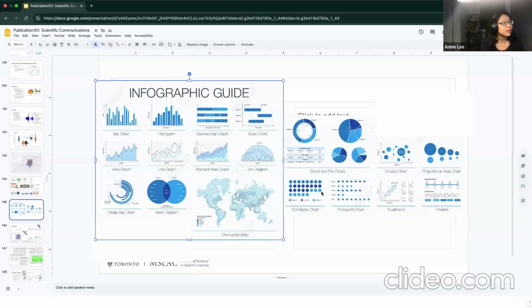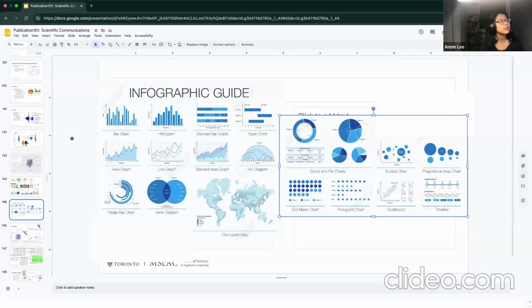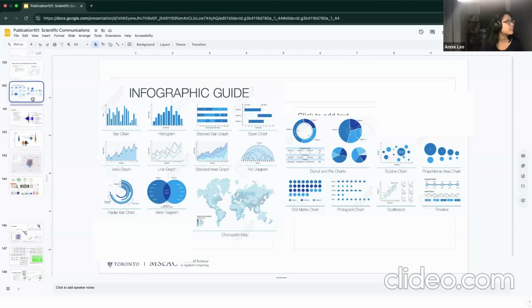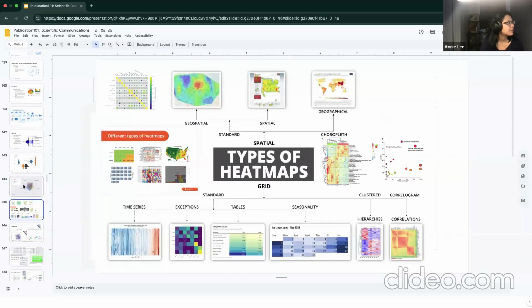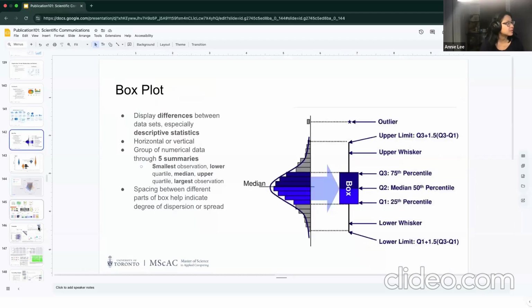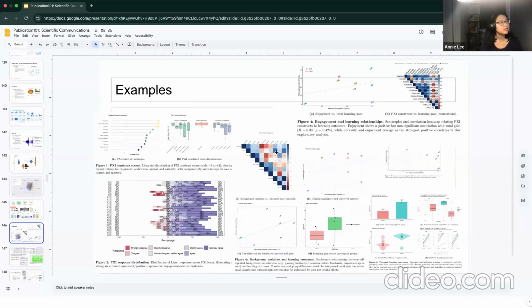Yeah, so here's an infographic guide of all the different types of graphs you can have. Obviously, companies like these ones. In research, we really like these ones: heat map, spider graph, bar plots. So I just want to give you an example.